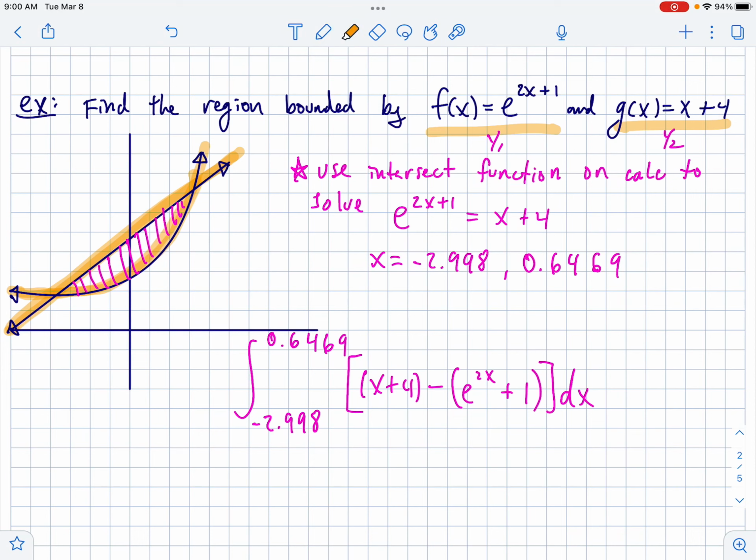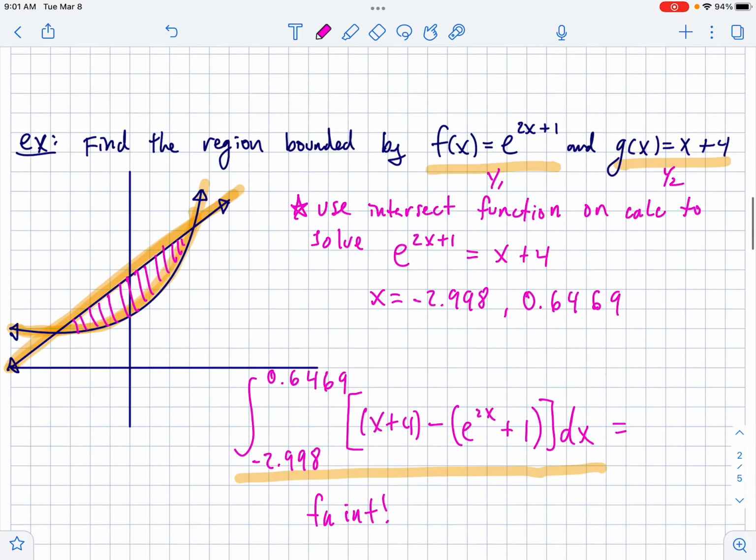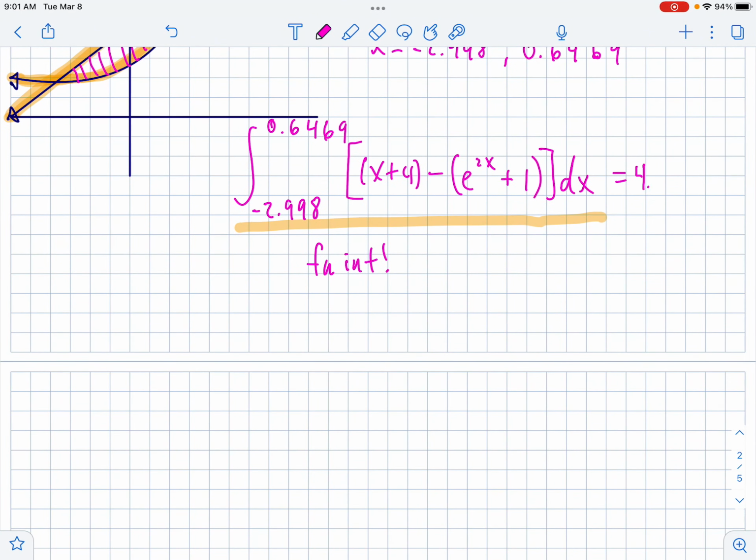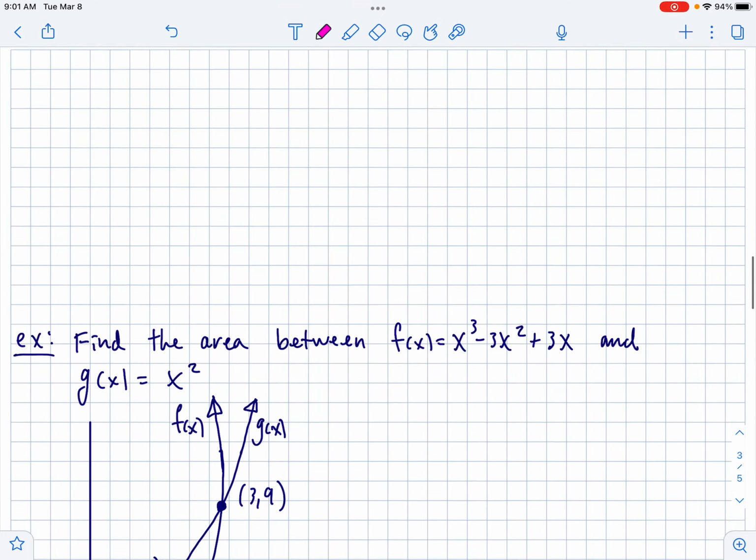Now, you guys, since we're going full-blown calculator, you don't have to integrate this by hand. You could do this one by hand with like a little baby u substitution and stuff. But since we're going full calc, you can use that function that we showed you guys about how to find the integration, the fn int. And when you do that, this is 4.83. Whoa. So, embrace the calculator.